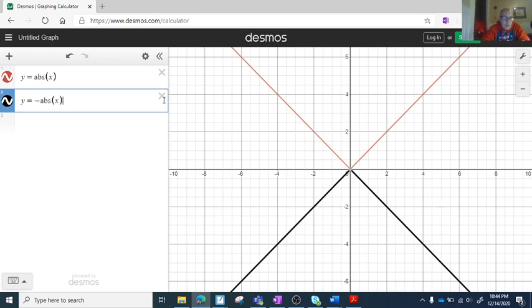Alright, so that's how you determine whether your absolute value graph opens down or up. You look out in front of the absolute value function and see whether that's a negative or a positive. The number that's out in front will determine how wide the V shape is going to open.